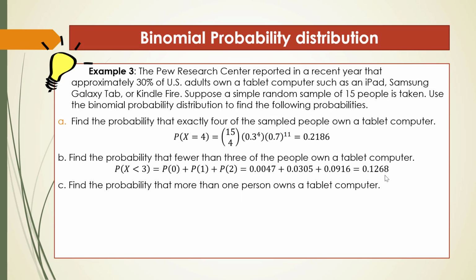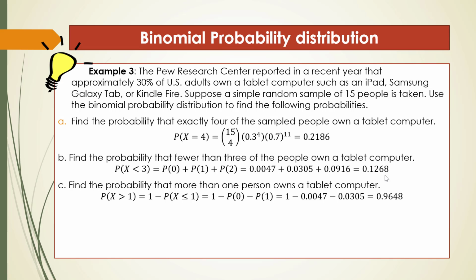Part C, find the probability that more than one person owns a tablet computer. More than one, so X is strictly greater than 1. Here, if we use the method that we used in Part B, it would create a mess. Because if you start counting the numbers greater than 1, we have either 2, 3, 4, 5, 6, 7, 8, 9, 10, up to 15. And then we have to compute each of these probabilities and add them together. It's going to waste a long time. So here's a hint to deal with this situation.